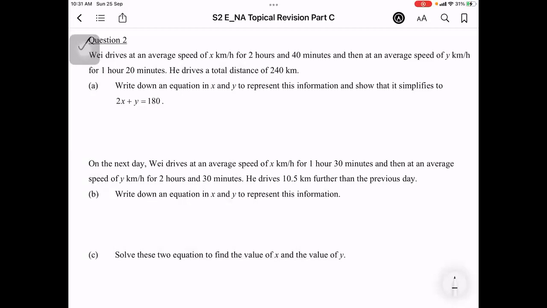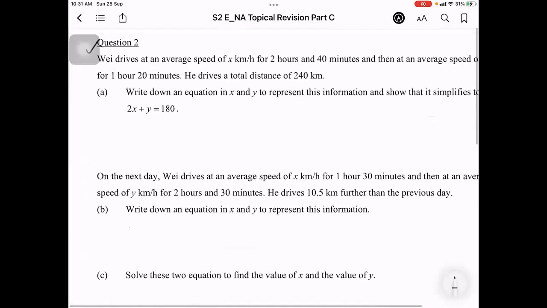So do remember to study your WA3 test paper and maybe these few questions over here. This one here is involving 2 unknowns. How do we know that?